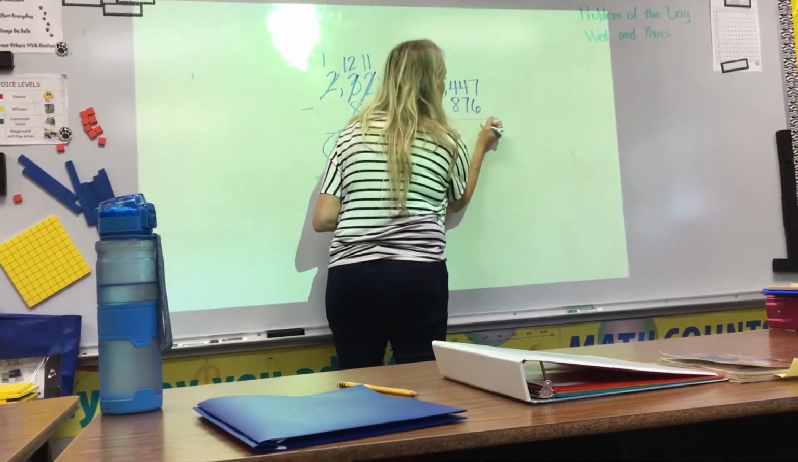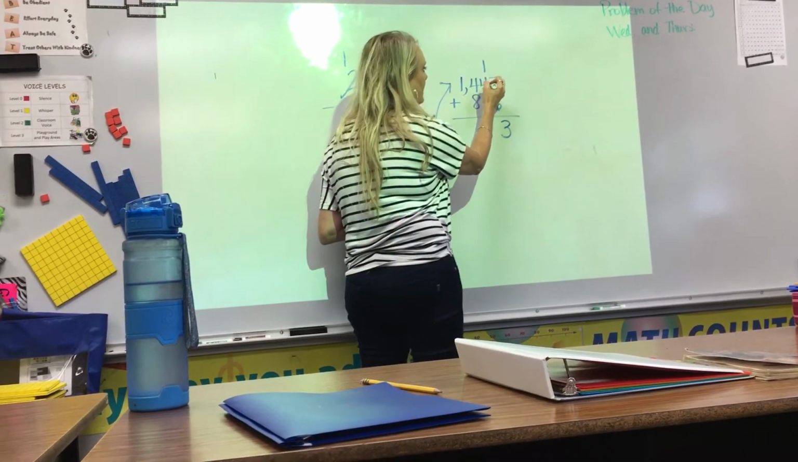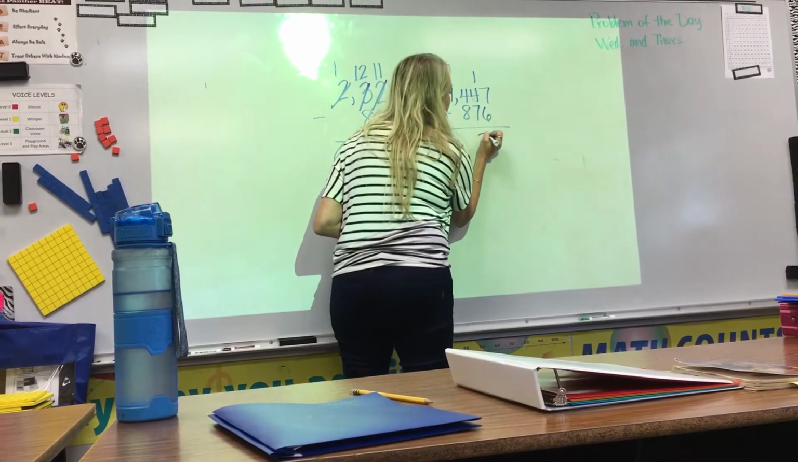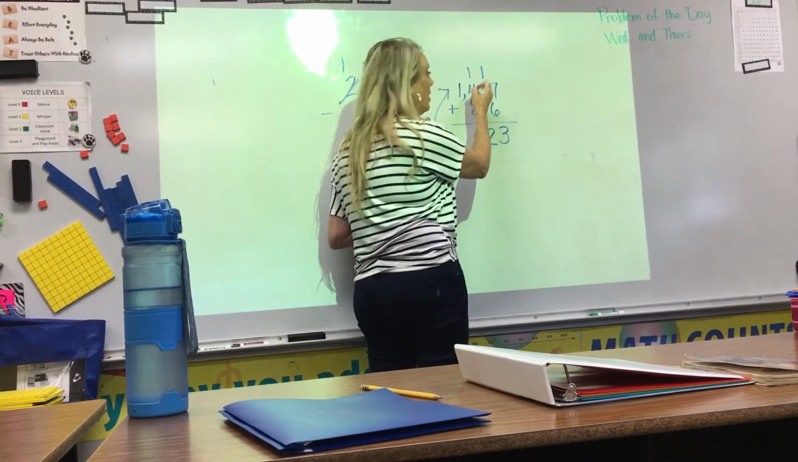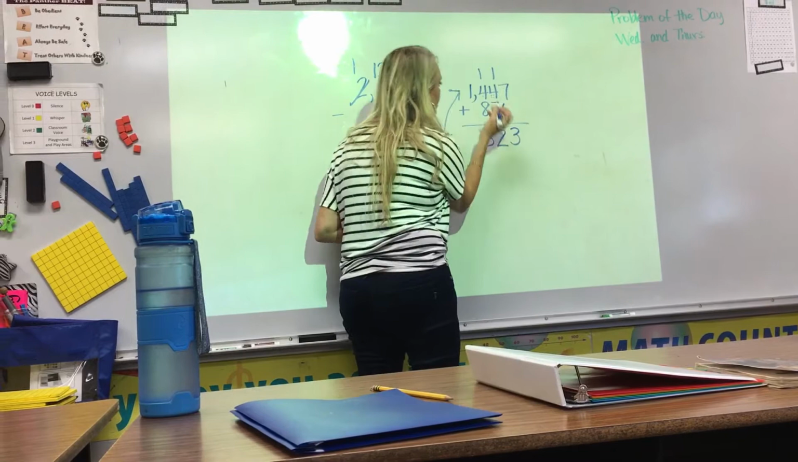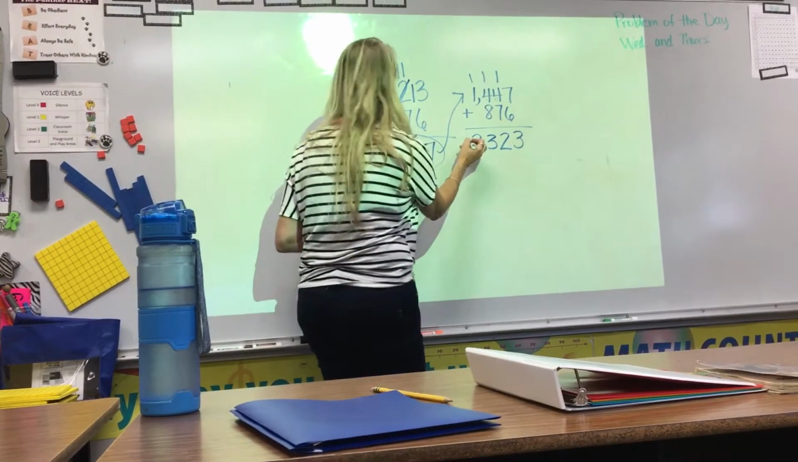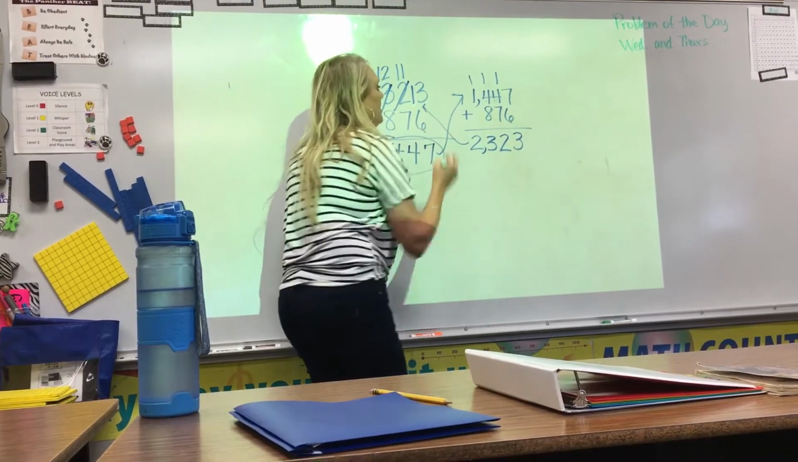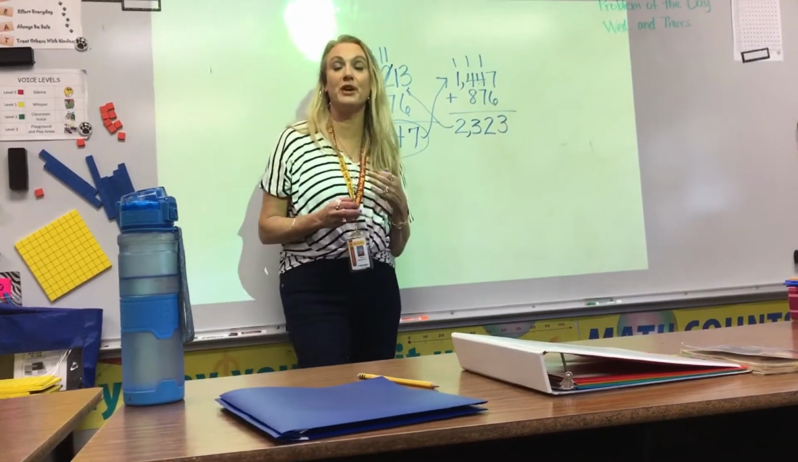I start on the right side. 7 plus 6 is 13. Carry my 1. 7, 8, 9, 10, 11, 12. 2, carry my 1. 8 and 4 is 12. Plus 1 is 13. 1 plus 1 is 2. Did I get the same number I started with? Yes. Yes, and that's the cool thing about subtraction.